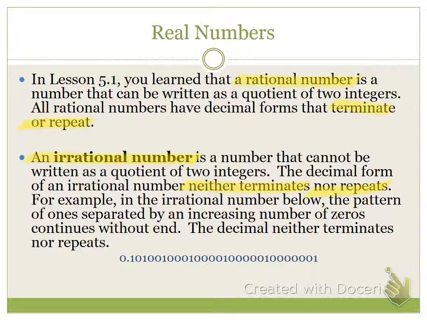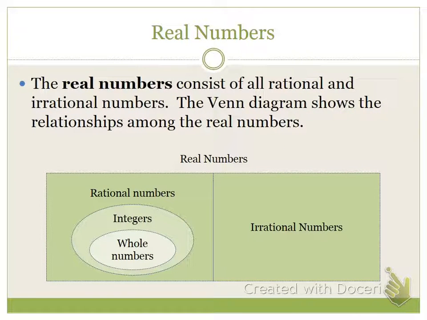All right, so in example 1, well, let's look at this chart first, okay? And this is what I was talking about. There's two categories. There's rational numbers and irrational numbers. So rational numbers are things like integers and whole numbers. Did you know that they're actually not the same thing? Now, all integers, no, let me take that back.